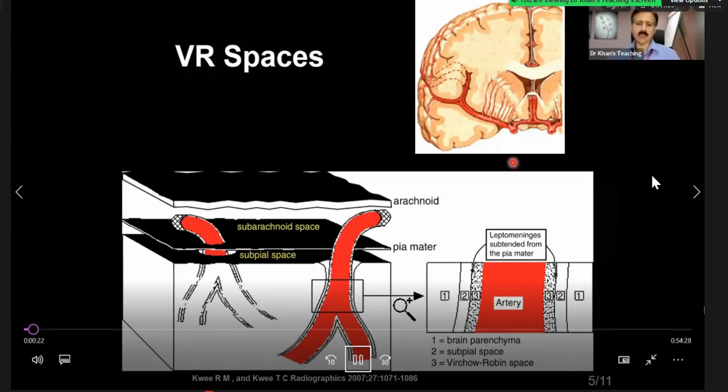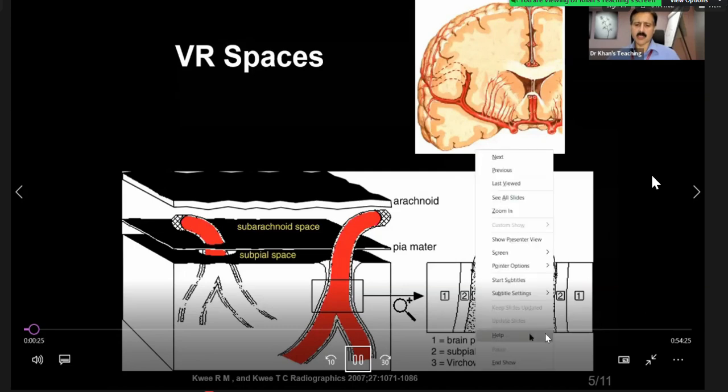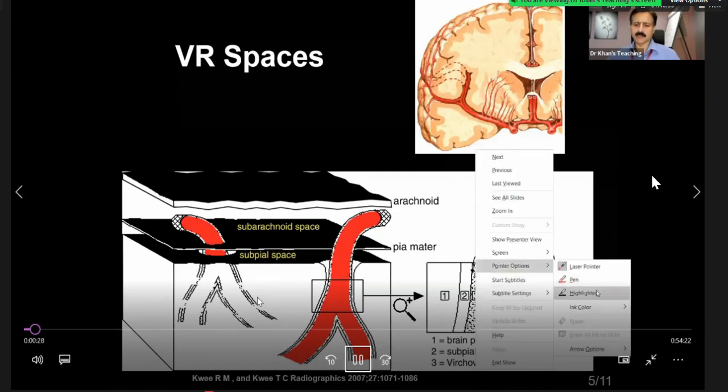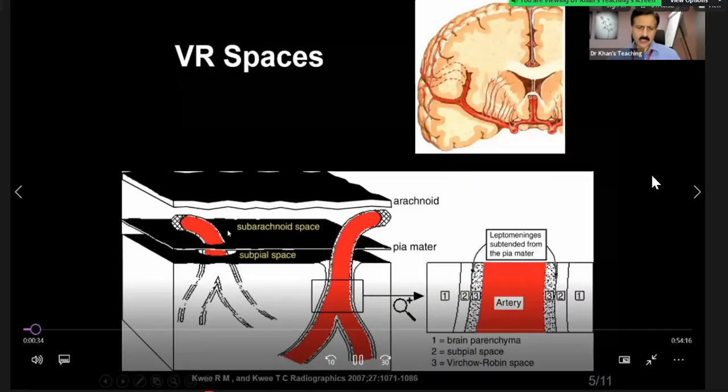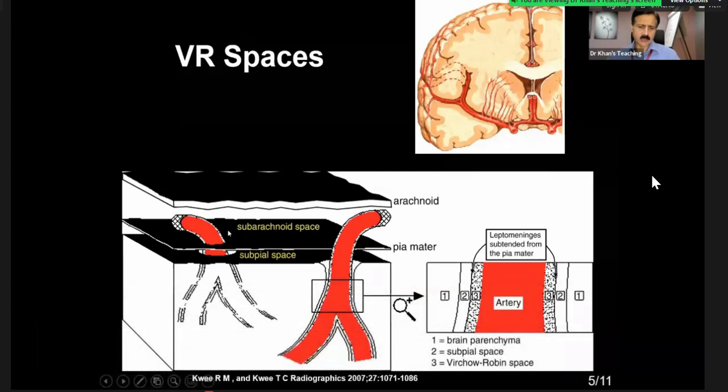Okay. So we were doing some concepts of Virchow-Robin spaces. See here, this is the subarachnoid space. So this is the arachnoid, this is the pia. The vessel goes through the CSF, goes into the brain. Now, if you see the microscopic view here, this is the artery, and then this number 3 is what we call the Virchow-Robin space, perivascular space. Perivascular space is different. Don't confuse it with the subarachnoid space.